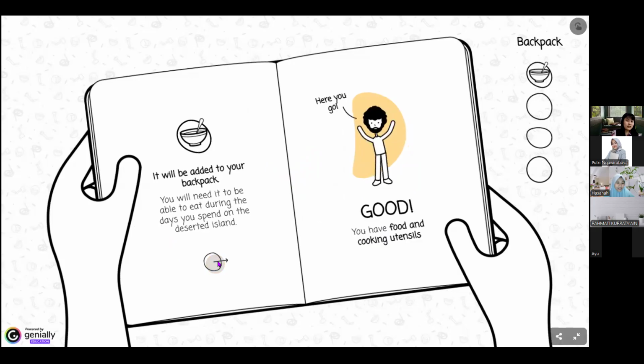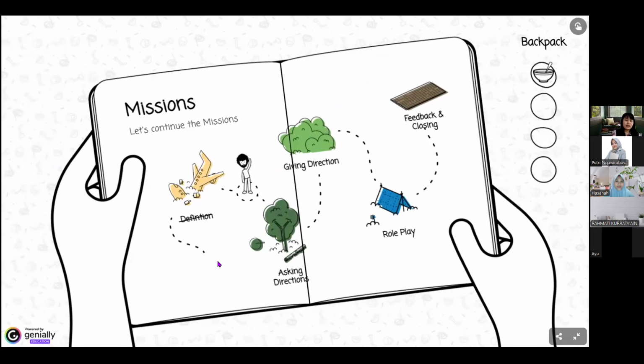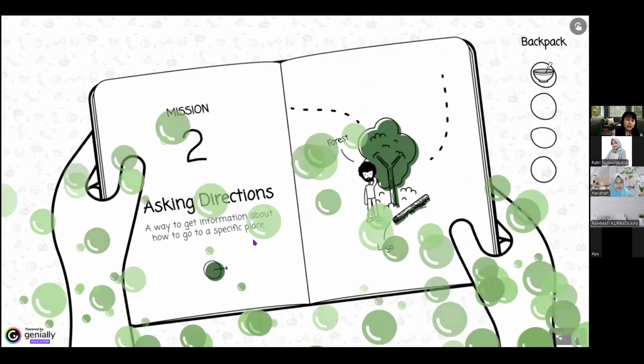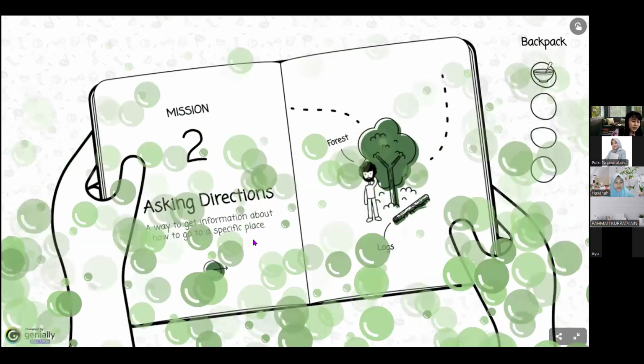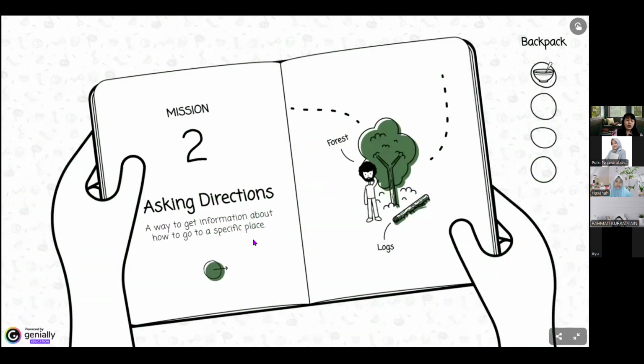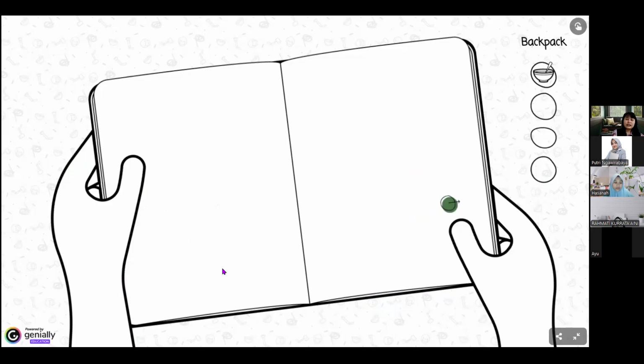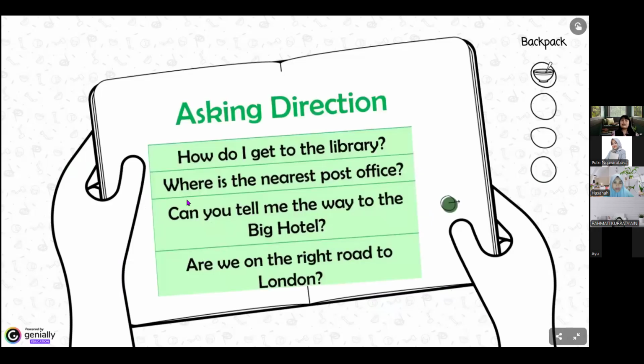Now we continue to the second mission. We already know about the definition. We will continue with asking direction. So when we are lost or we want to find a place, we can use these expressions to ask for direction. Okay, everyone, look at this, asking direction. Please read together. 1, 2, 3.